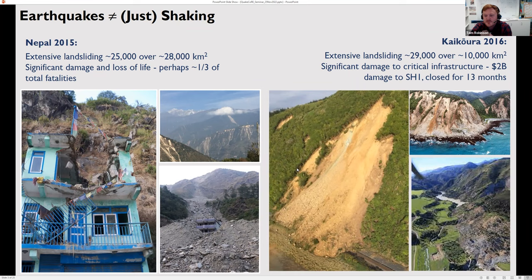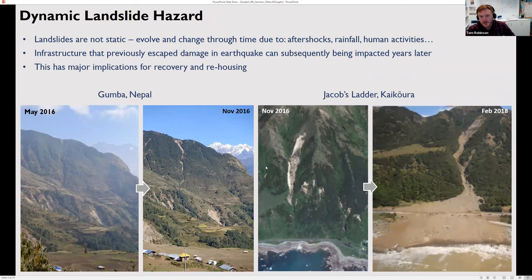But even here, this isn't painting the full picture, right? This is just looking at the initial impact from landsliding. And what we really need to remember is that these landslides change and evolve through time. That changing and evolving is really, really important. So again, we need to remember that landslide hazard is dynamic. It is not static. Landslides evolve, they change through time. So if an earthquake triggers substantial landsliding, we need to consider that in our hazard.